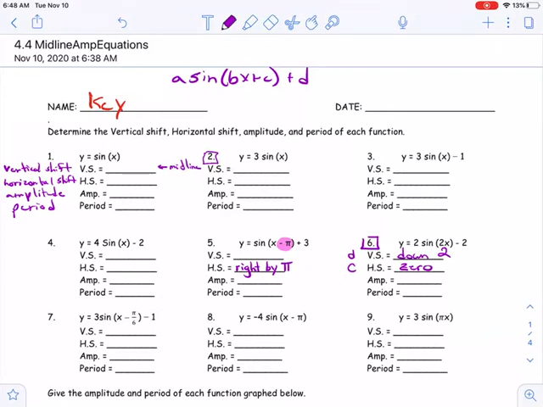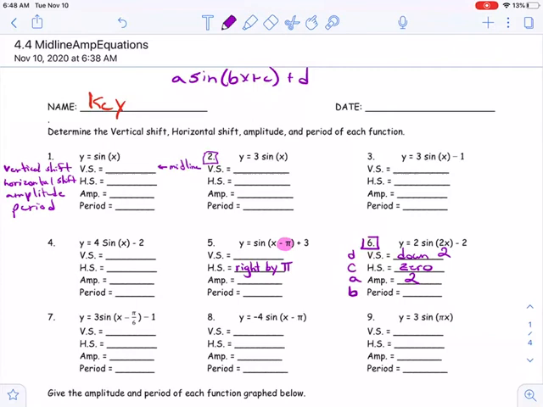Our amplitude is governed by our A value. Generally, our amplitude is a 1 for sine of x or cosine of x. So when I have this 2 out in front, that's going to end up scaling this by 2, or I'm going to end up with an amplitude of 2. So similar to a vertical stretch.